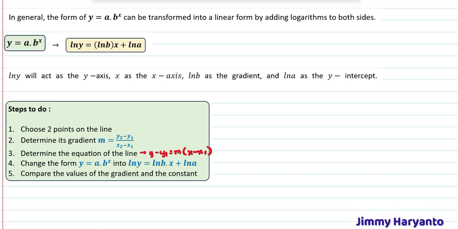And then you have to change the form of y equals a times b to the power of x into ln y equals ln b times x plus ln a. Yeah, so you have to change the original functions into linear form, and then we can compare the one that we already got and the original functions. Yeah, I will explain this in the example questions later.